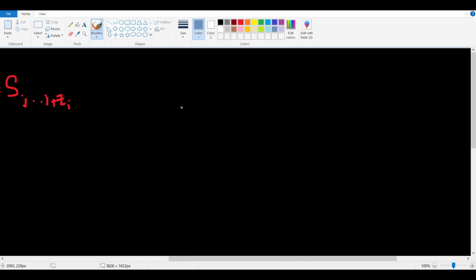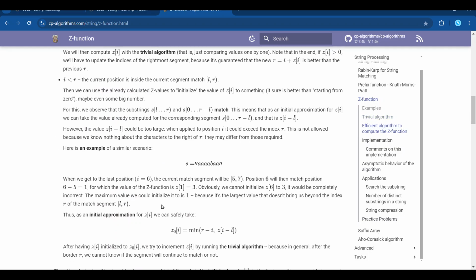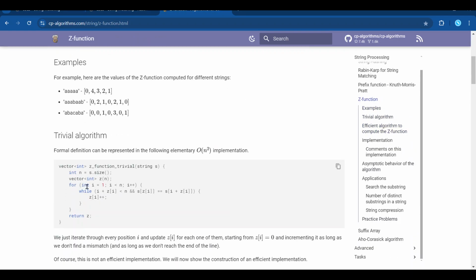The brute force way to compute the z function is explained here. We are initializing every value of z with 0, and we are taking an inside while loop while i plus zi is less than n, and s of zi is matching with s of i plus zi.